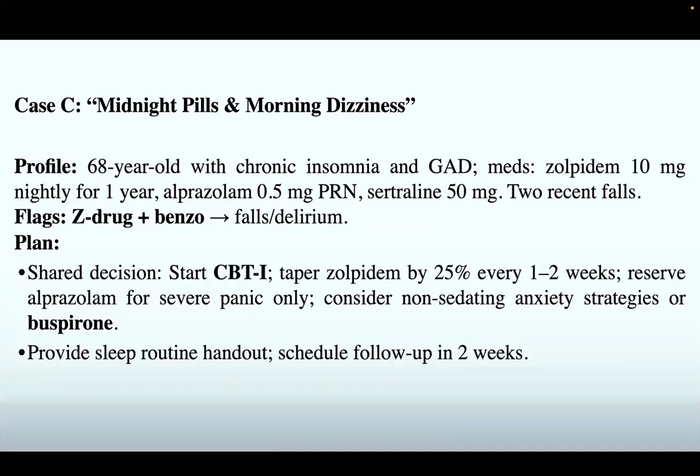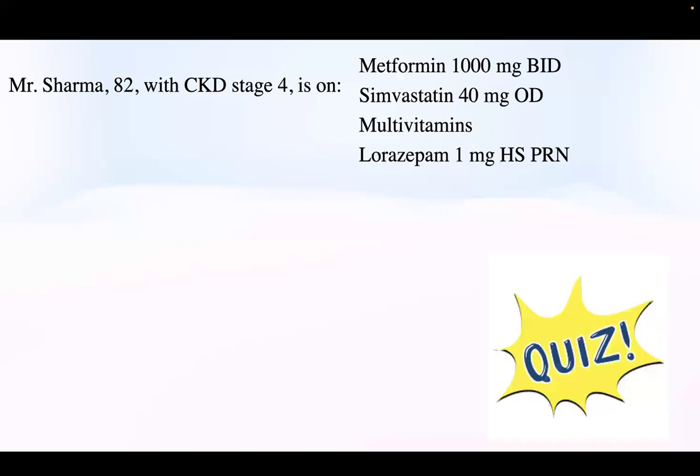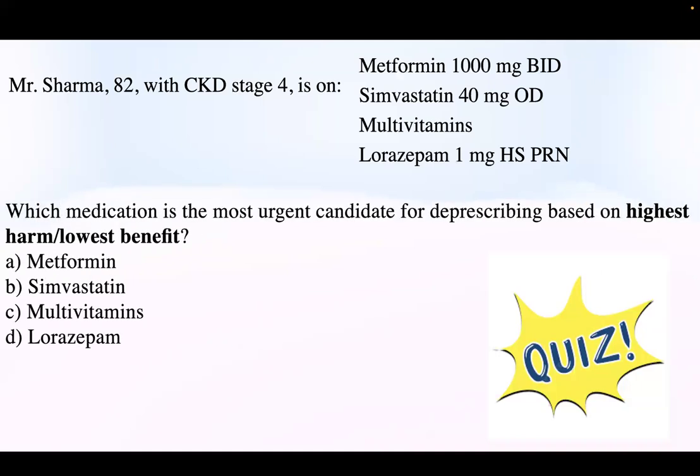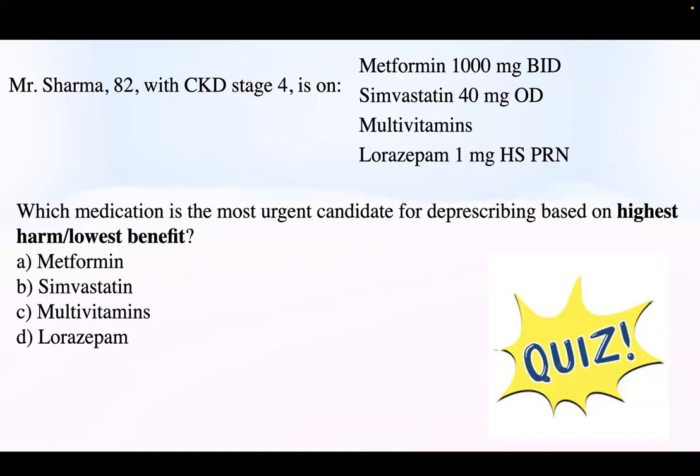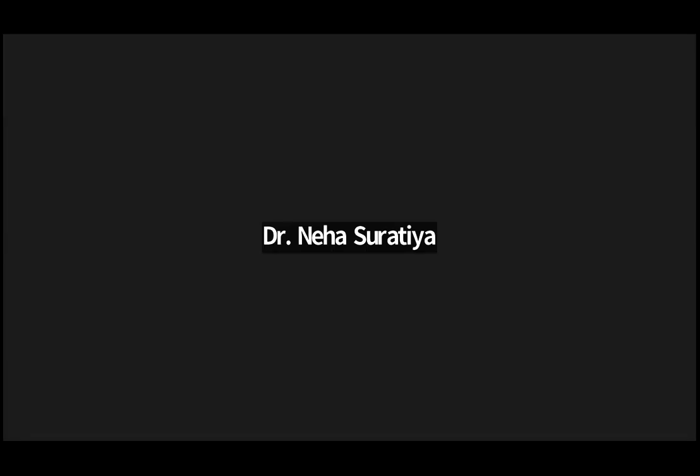I hope now you have an idea of how to go with the profile, how to check the plan and how to solve it. Okay, here is a quick quiz for you guys. Mr. Sharma is here, 82 is the age, with CKD stage 4. Here is the prescription: metformin, simvastatin, multivitamins and lorazepam. Now, tell me which medication is the most urgent candidate for deprescribing here.